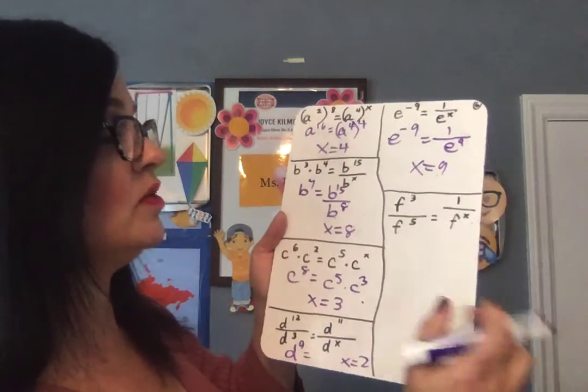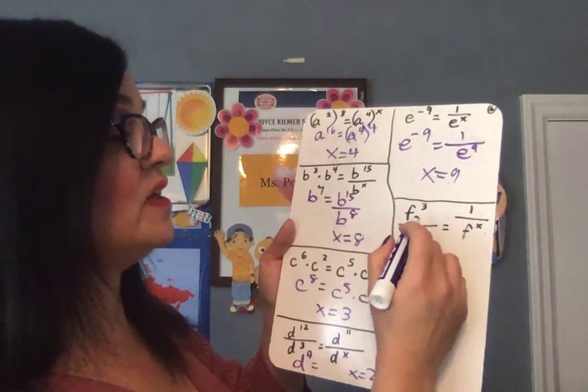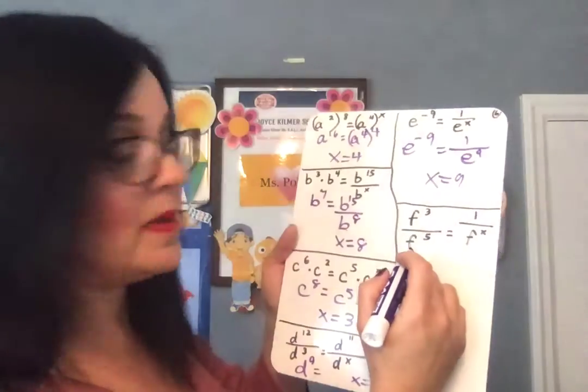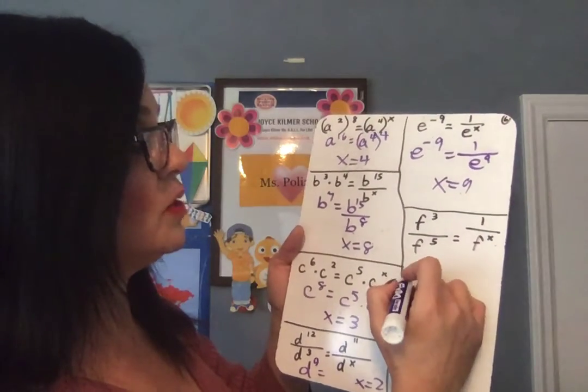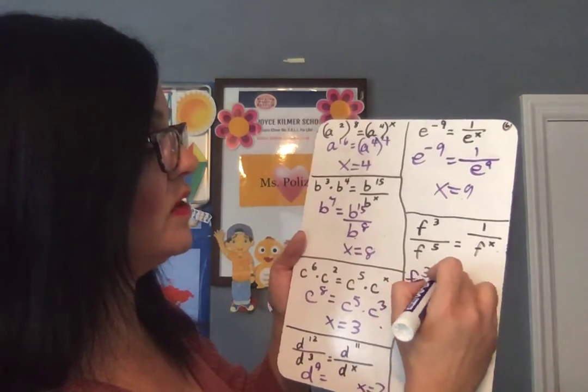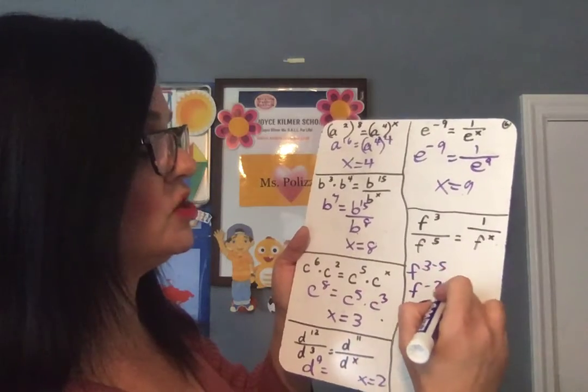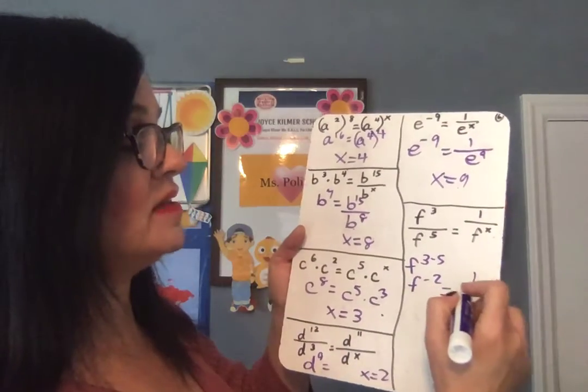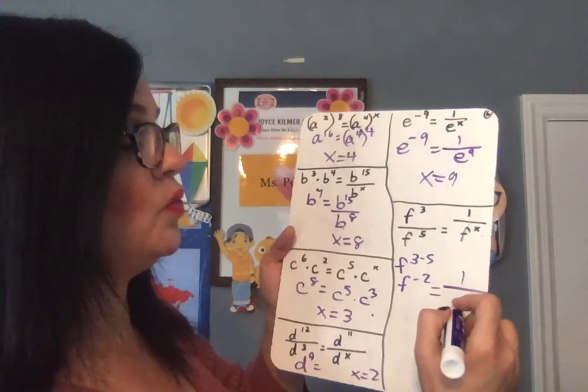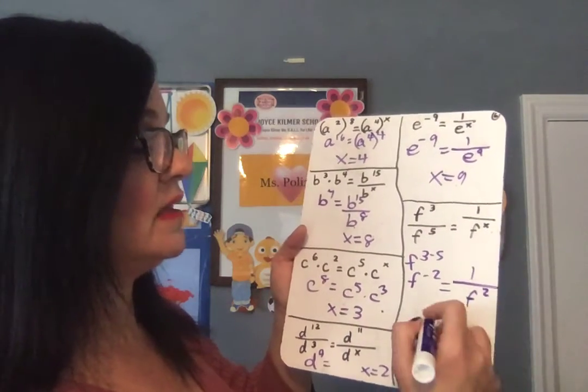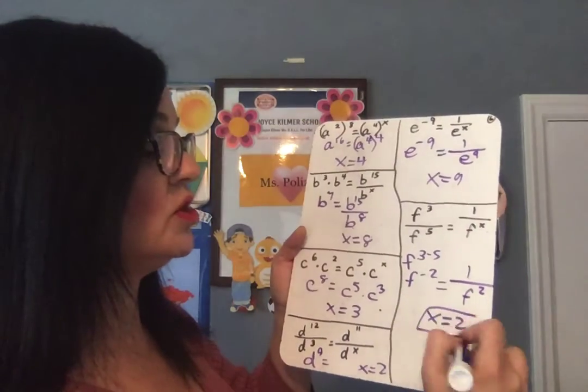And the last problem here, we have f to the third power divided by f to the fifth power. So we would say f, 3 take away 5 is -2. And how would we make that positive? We would make a fraction line, put 1 on top, and f to the second power. So x equals 2. Okay?